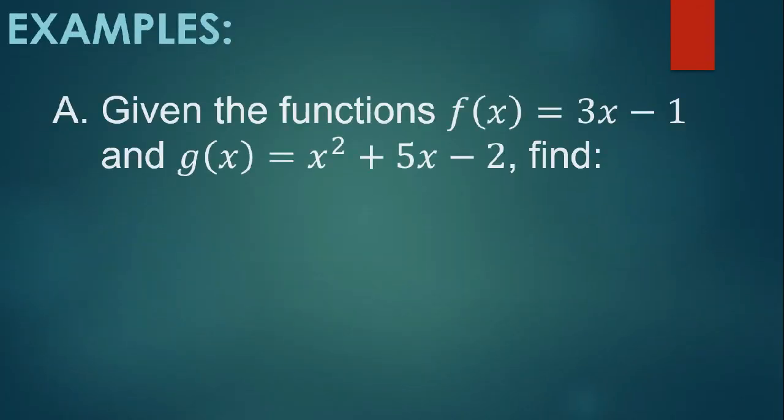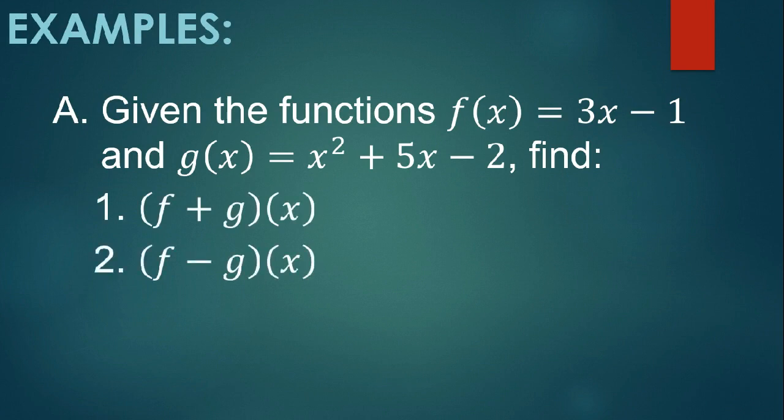Examples. Given the functions f of x is equal to 3x minus 1 and g of x is equal to x squared plus 5x minus 2, find their sum, f plus g of x, and their difference, f minus g of x. For the solution, watch this video.